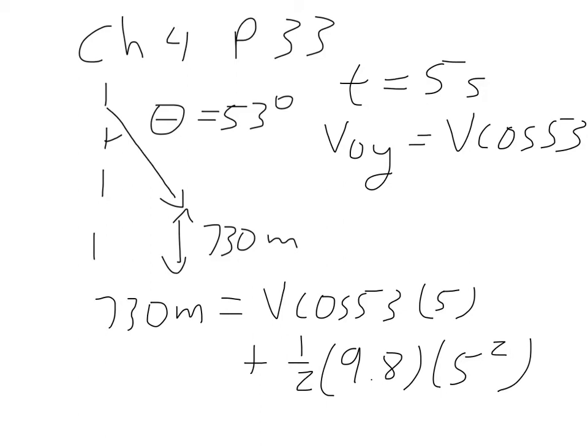So 730 is equal to the velocity of the plane times the cosine of 53. That comes from the y-component velocity of the plane. We multiply by the time of 5 seconds to impact, and then we add to that 1/2 the acceleration of gravity, 9.8 meters per second squared, times the time squared, which is 5 seconds. Solving for v, the velocity of the plane, we get that the velocity of the plane is equal to about 201.89 meters per second. So that's the velocity of the plane.